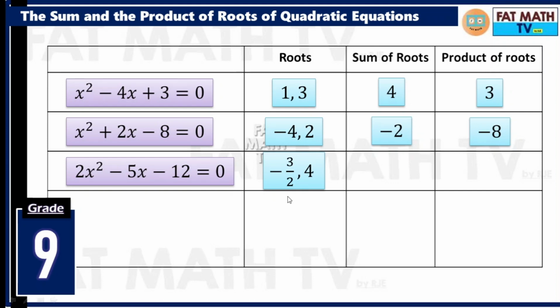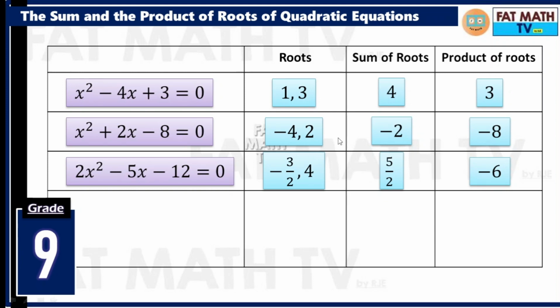That is positive 5 halves, because this 4 is 8 halves. Negative 3 halves plus 8 halves is 5 halves. And then the product, you will have negative 6. You just multiply negative 3 halves times 4.